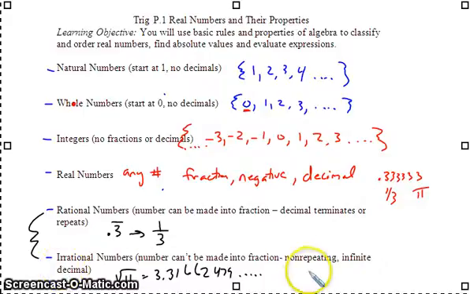Another example of an irrational number is pi. Pi is an irrational number. We tend to think of it as just 3.14, but there are a lot more digits to pi than just 3.14. So if you can change your number to a fraction, then you know that it's rational. If you cannot change it to a fraction, then it has to be irrational.